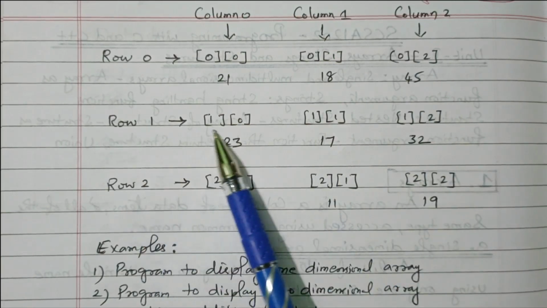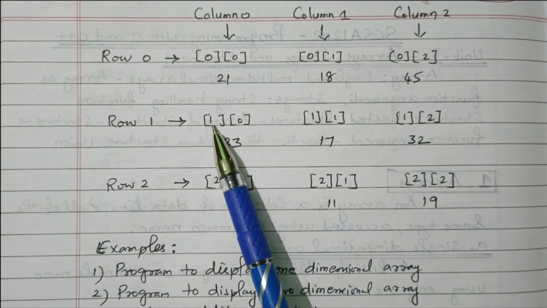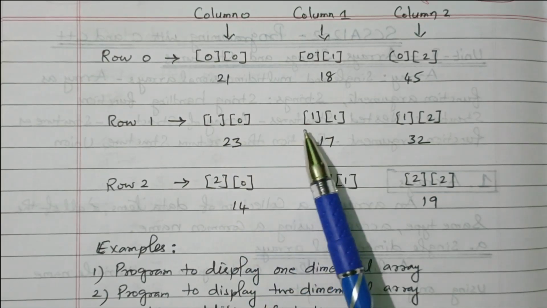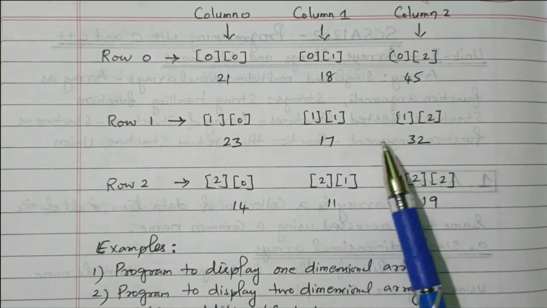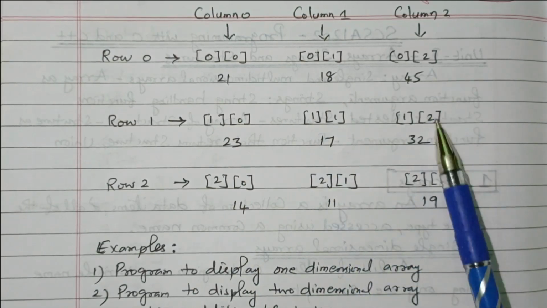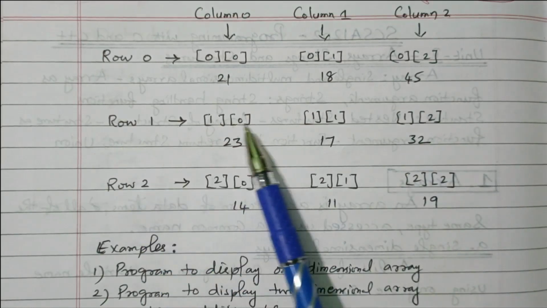Now we'll go to the second row. This refers to the second row. 1,0. Second row, first column, 23 is stored. 1,1. Second row, second column, 17 is stored. 1,2. Second row, third column, 32 is stored. Now the second row is completed.